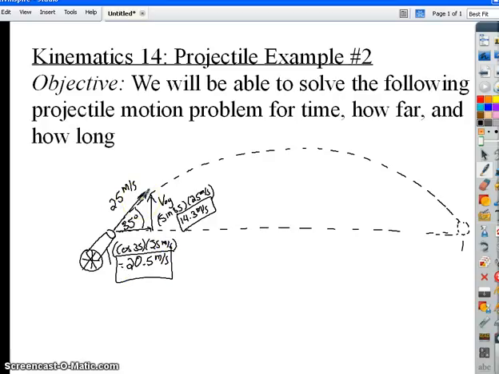How high does it go? How long is it in the air? And how far does it go? So the question becomes, what equation do we use? Well, when I look at a very classic projectile motion problem where it forms this parabolic shape here, my problem-solving tip to you is to divide it in half.